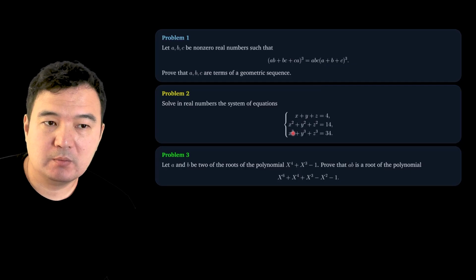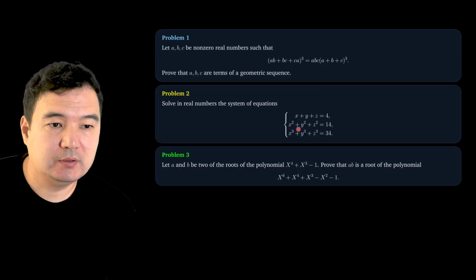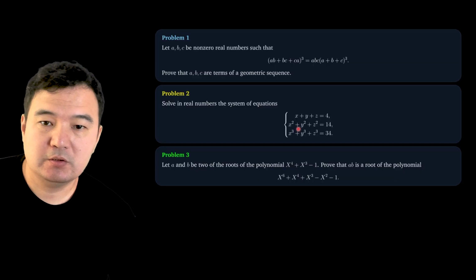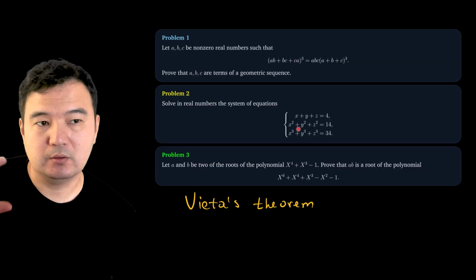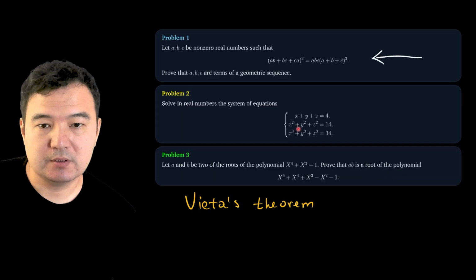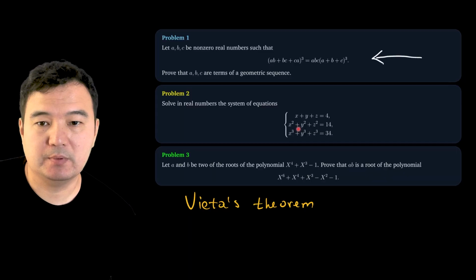I'd like to talk about the following three problems and one method to solve all three of them. So I want to use Vieta's theorem to solve all these problems, but these problems are all different. So it's not obvious how to use Vieta's theorem in the first place.